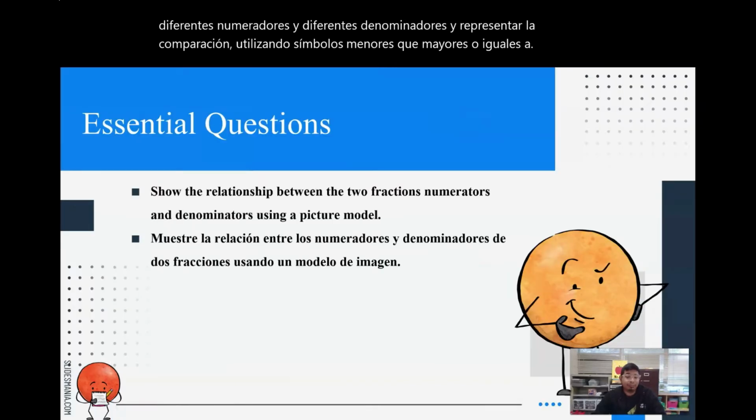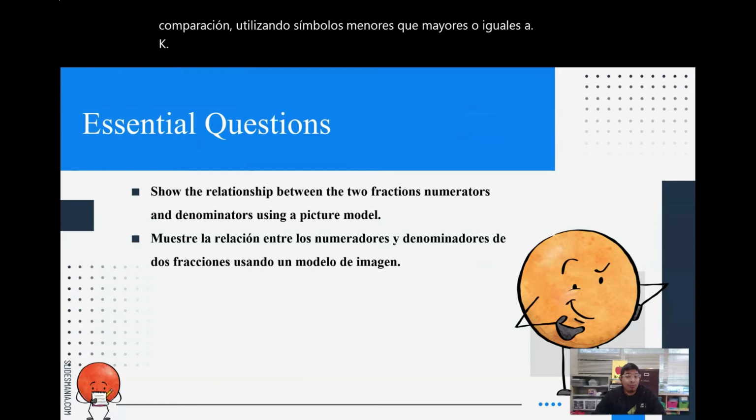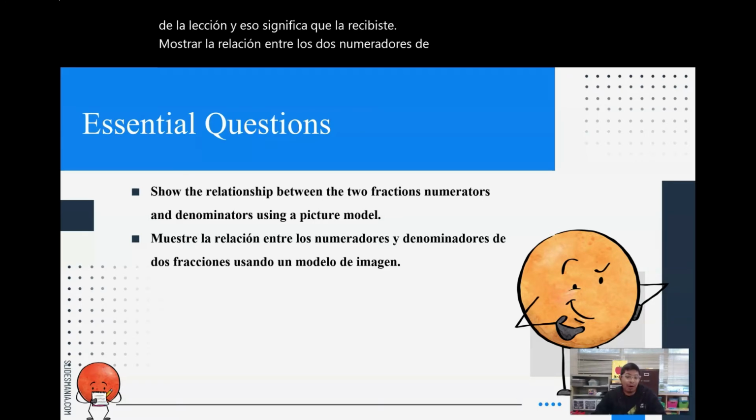Okay? Essential questions. Remember, if you can answer this question at the end of the lesson, then that means you got it. Show the relationship between the two fraction numerators and denominators using a picture model.